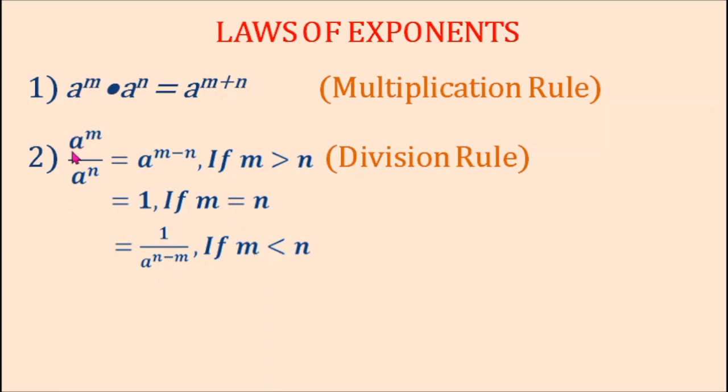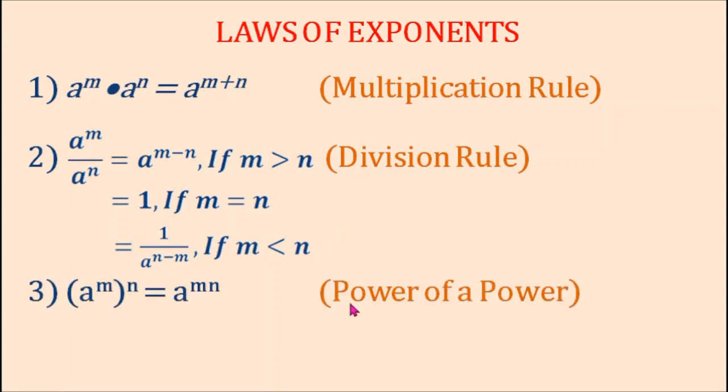So to divide powers having the same base, there are three cases. We subtract the exponents, so that's m minus n, if the exponent of the numerator is greater than the exponent of the denominator, and it is just equal to 1 if the exponent of the numerator equals the exponent of the denominator, and it's equal to 1 over a to the power of n minus m if the exponent on the numerator is less than the exponent on the denominator.